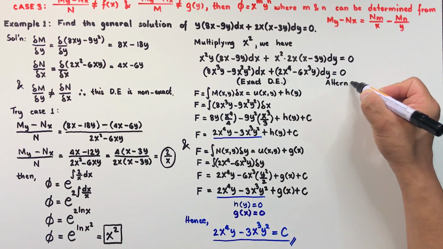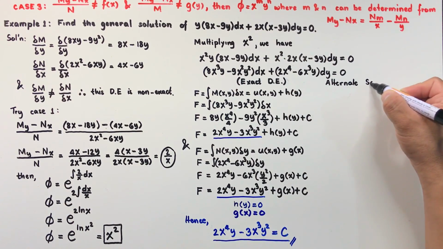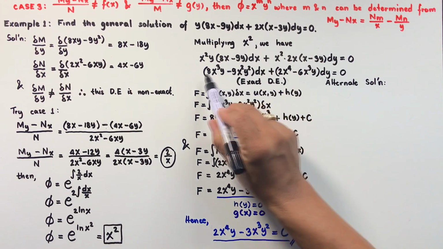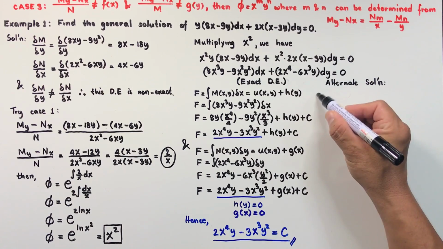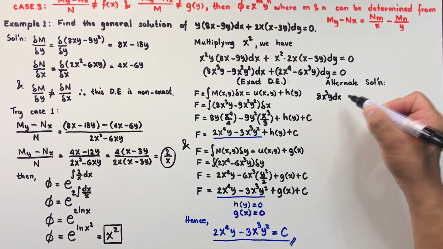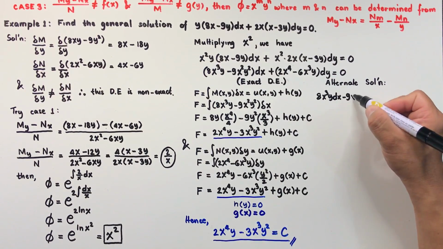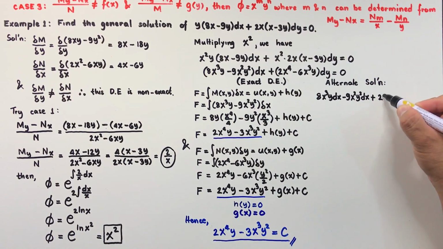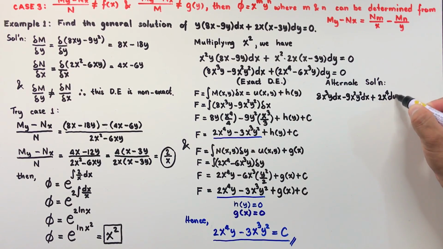So this is now an alternate solution for this exact differential equation, and we can do that by multiplying this dx to this binomial here. So we have 8x cubed y dx minus 9x squared y squared dx plus 2x to the fourth dy minus 6x cubed y dy, which is equated to 0.